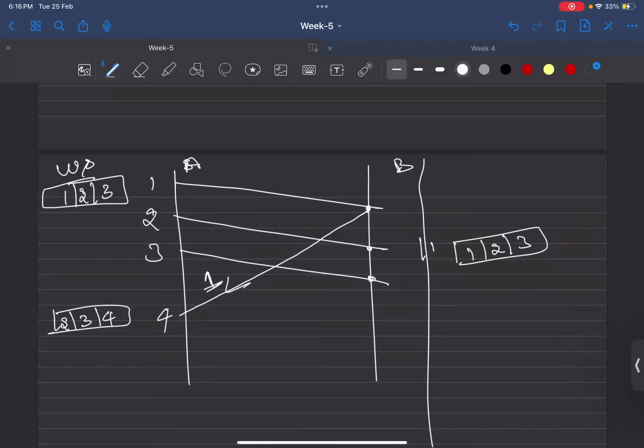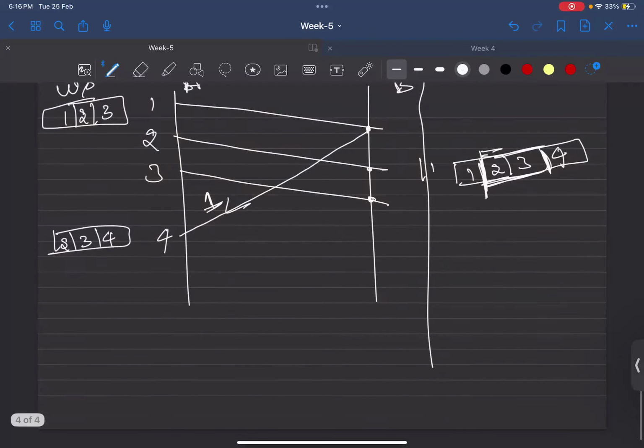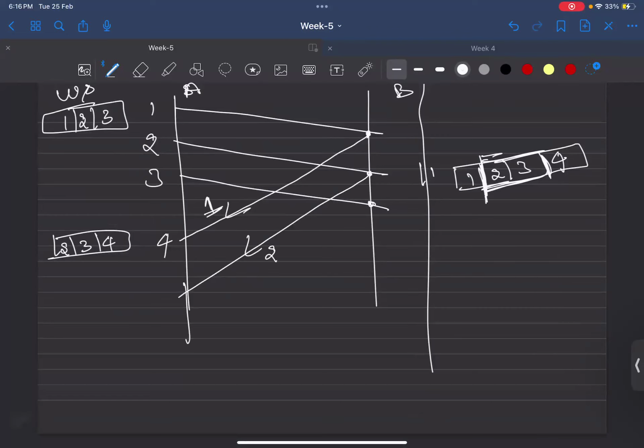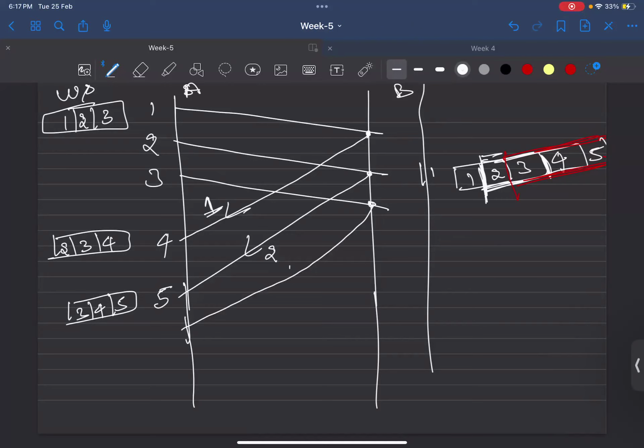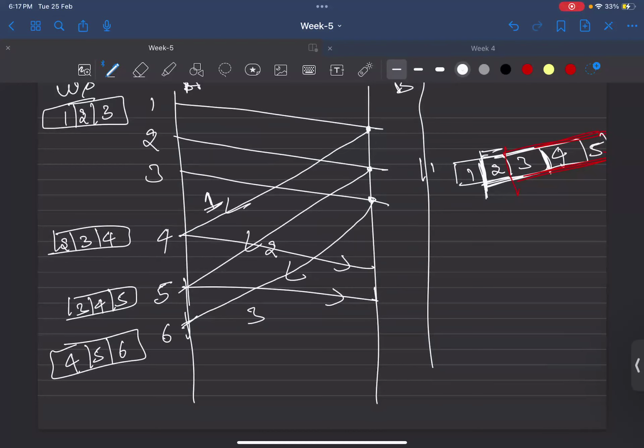Absolutely correct. Now, as I have got the acknowledgement of the first packet, the window is shifted. Now it's 2, 3, 4. Now again I'll get the acknowledgement of the second packet, and the window is shifted to 3, 4, and 5. Now I got the acknowledgement for the third packet. Now the window is shifted to 4, 5, and 6. Now I got the acknowledgement for the fourth packet. The window is shifted to 5, 6, 7.